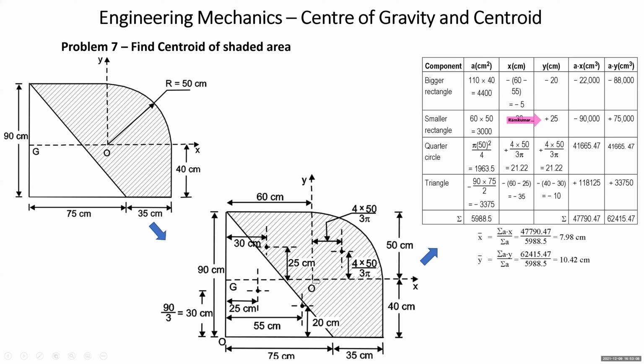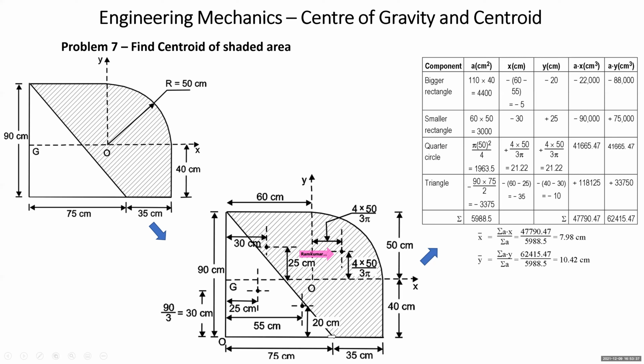Then we come to this quarter circle. Area is positive, pi r square by 4. Radius is 50 centimeter. The centroid of this quarter circle is right of y-axis by 4r upon 3 pi. So x-coordinate is plus 4r upon 3 pi. This point is above x-axis by 4r upon 3 pi. So y-coordinate is plus 4r upon 3 pi. Then we come to this triangle. This triangle is of base width 75 and height is 90. So area is 75 into 90 by 2. Now, how have we marked the centroid of it?